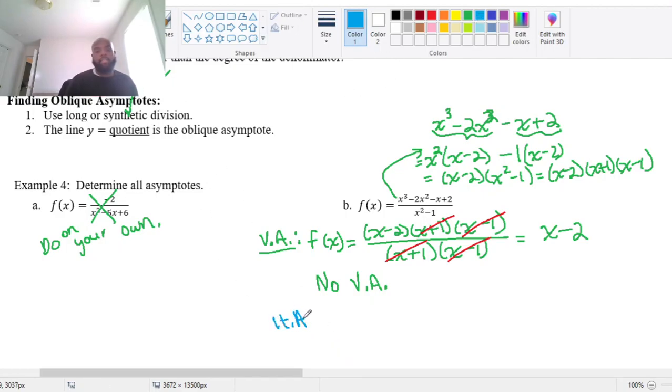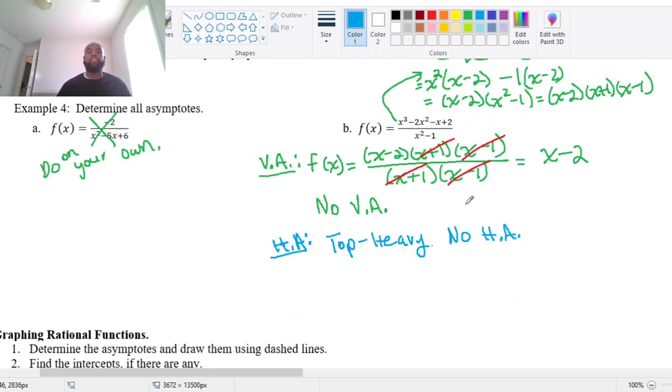All right, for a horizontal asymptote, we look at whether it's top heavy, bottom heavy, or equally heavy. Since this polynomial is top heavy, there is no horizontal asymptote, right? When it's top heavy, your function goes to infinity and or negative infinity. And so since it's top heavy, we don't have a horizontal asymptote.